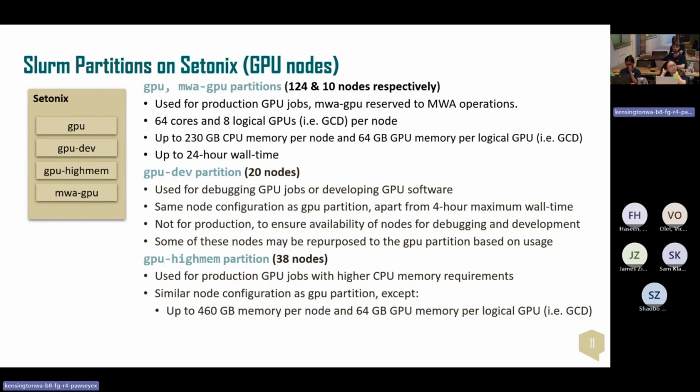One catch for the running time on the GPU partitions is you have a separate project code, which is basically your project code with the dash GPU on it. And that's so we can have separate CPU allocations and GPU allocations on the system.